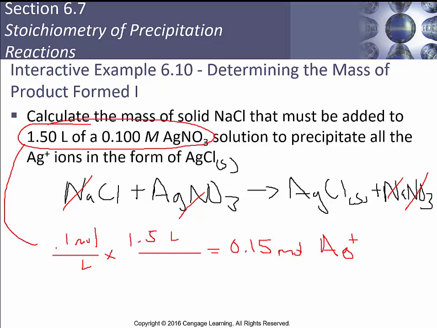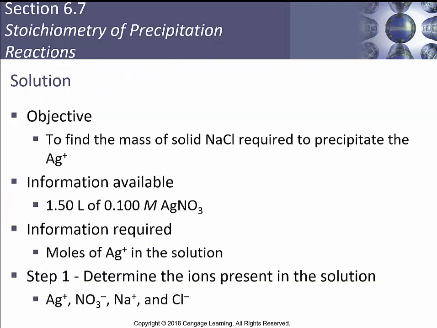It's really important. Right, so our objective, we want to find the mass of solid sodium chloride that's going to react and get rid of all of our Ag. We do know that we've got a volume and a concentration of silver nitrate, so we've got this as a given. We're going to figure out the moles of Ag in solution. So we're going to determine the ions present in solution. We've got silver and nitrate and sodium and chloride, and those are going to be our guys in solution. We do not have to worry about the sodium and the nitrate. They're just going to be spectator ions.